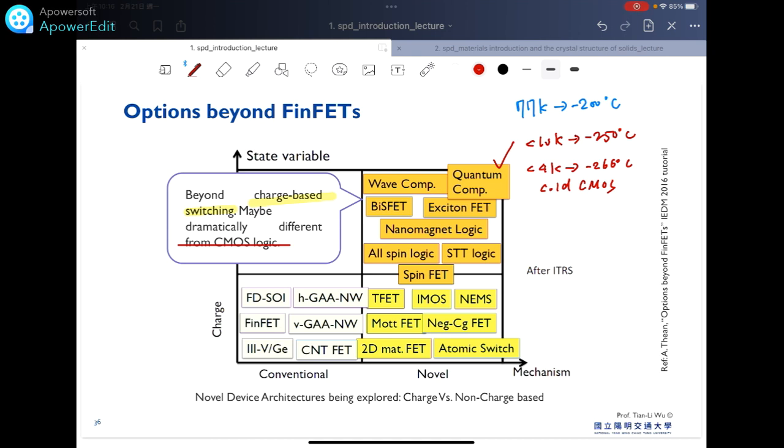Is it related to quantum mechanics? No, it's not related to quantum mechanics. Quantum mechanics is mainly about carrier transport. We will also talk about this later. Okay, we also have spin logic, where we need to consider magnetic material, and then STT logic. These are all different transistor types that can be very promising for the future.